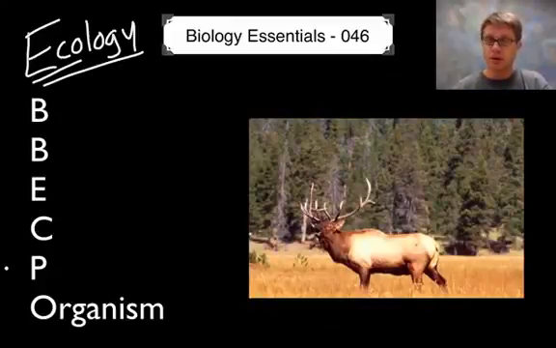On BBECPO, if we start at O, or the organism level, we just finished, remember, talking about organ systems. And so cells make tissues, tissues make organs, organs make organ systems, and organ systems make organisms. An organism would be one individual, like this bull elk here in Montana.